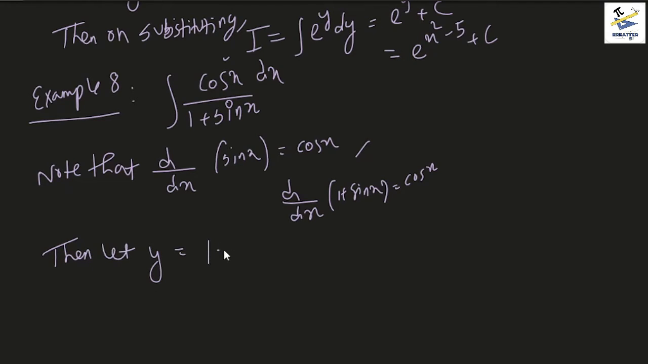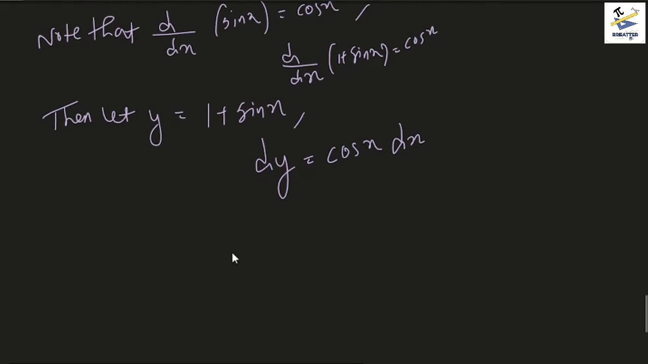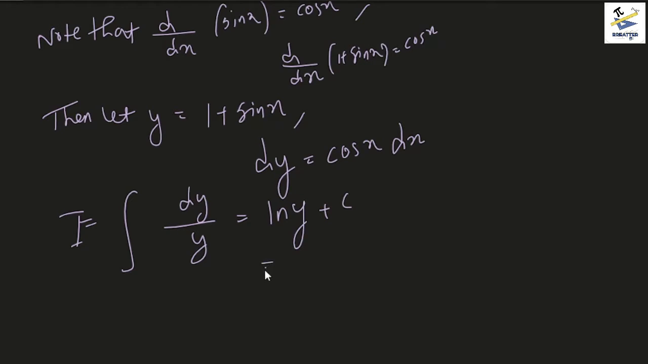Let y equal 1 plus sine x, and from that we get dy equals cosine x dx. This would give us our integral as the integral of dy divided by y. This integral is evaluated as a natural logarithm, right? So ln of y plus c, and remember y is always positive, so it's rather a modulus. So the answer, by putting back the value of y, would be ln of 1 plus sine x plus c, which is the answer.